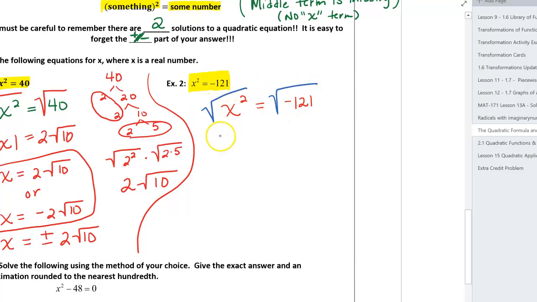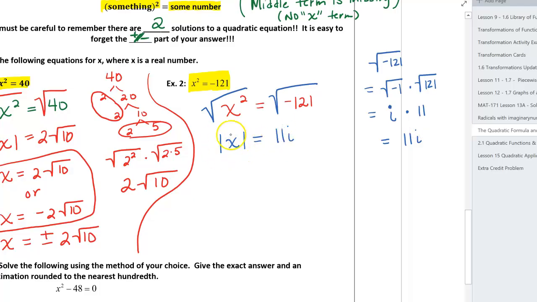So the square root of x squared is the absolute value of x, and the square root of negative 121, remember, is the square root of negative 1 times the square root of 121. The square root of negative 1 is imaginary. The square root of negative 1 is i. The square root of 121 is 11. So the answer I get is 11i.